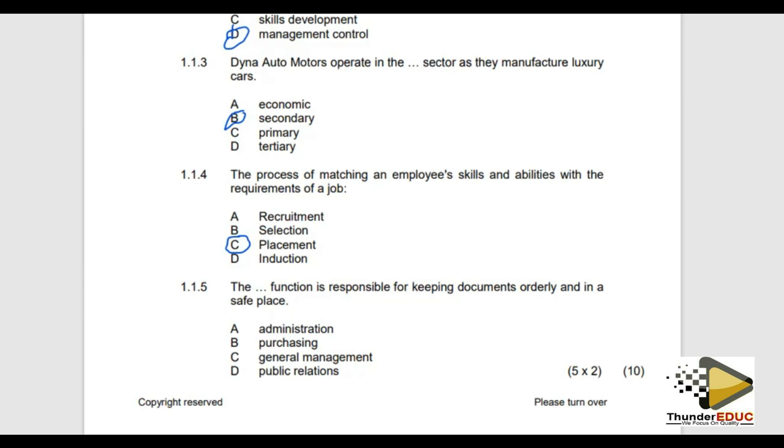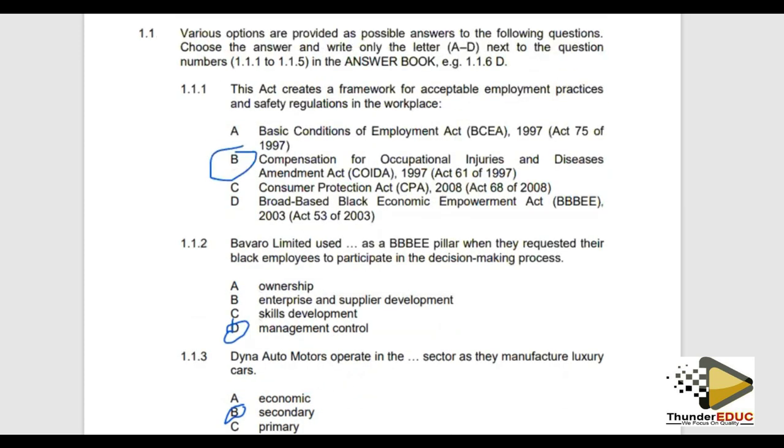So now we also have D, which is public relations. So this one of public relations is the department in a company that makes sure that they release press statements to the public. They make sure that they improve the relationship between the company as well as the society where the company is operating in or from. So now in this regard, the appropriate answer for 1.1.5 is going to be A, which is administration.